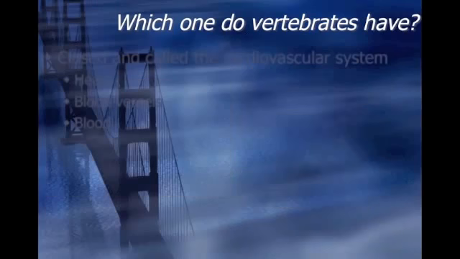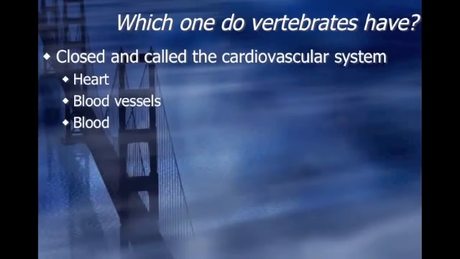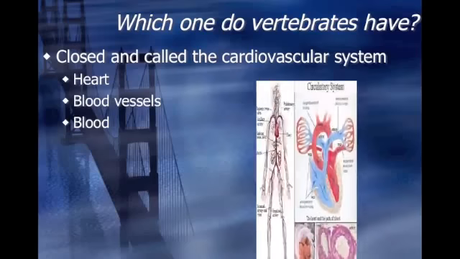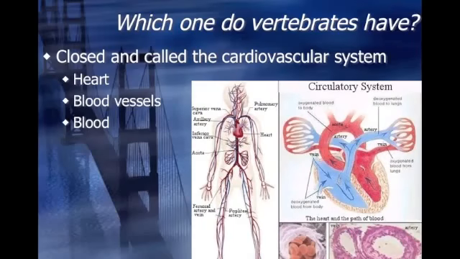We have obviously the closed circulatory system, which is known as the cardiovascular system, and it is composed of the heart, blood vessels, and blood. This shows you a picture of each part. We have the whole picture on the left, and then on the right there's a picture of the heart, and on the bottom we have pictures of the blood vessels. We have a capillary and an artery and a vein, which we'll get into more detail later.